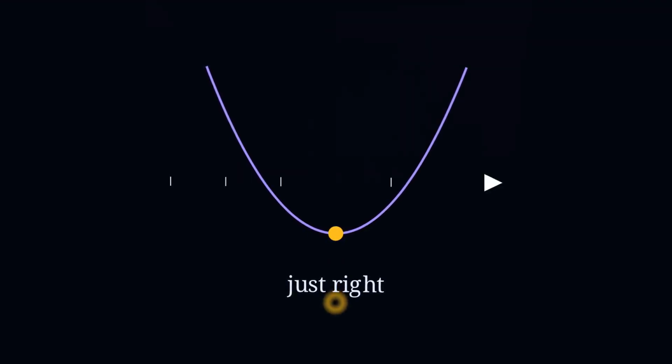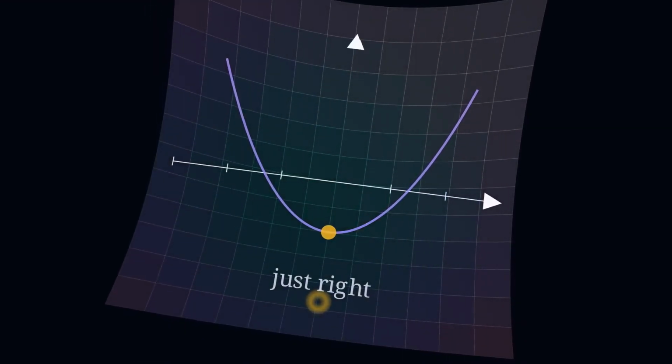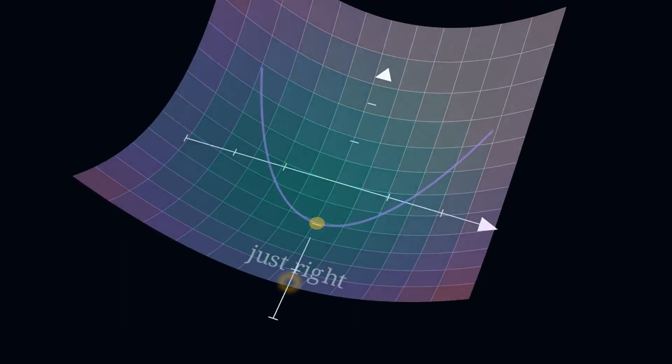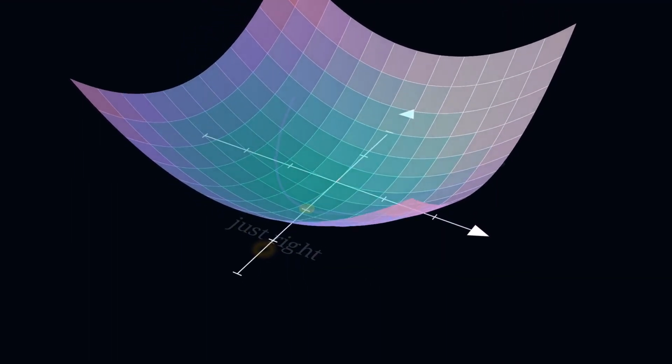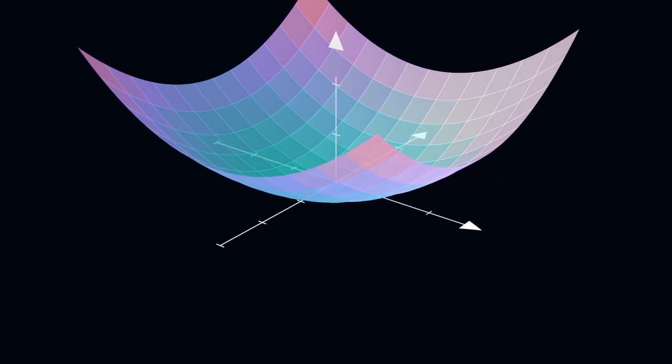So far our world has been one-dimensional, a single knob W and a curve. But real models have many knobs tuned together. Let's take the smallest step up in complexity and give ourselves two knobs to turn at once. Now our loss depends on two numbers, call them W1 and W2. Instead of a curve, we get a surface, a smooth bowl. The two horizontal directions are our two knobs, and the height of the bowl is still the loss. The bottom of the bowl is still our goal.